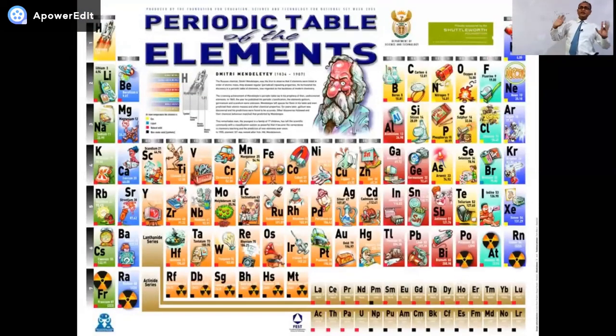All the elements are arranged in a table that we call what? The periodic table. Different kinds of periodic tables are there. So what is the periodic table? It's an arrangement of elements, all the elements. How many elements in all? 118 elements in all.